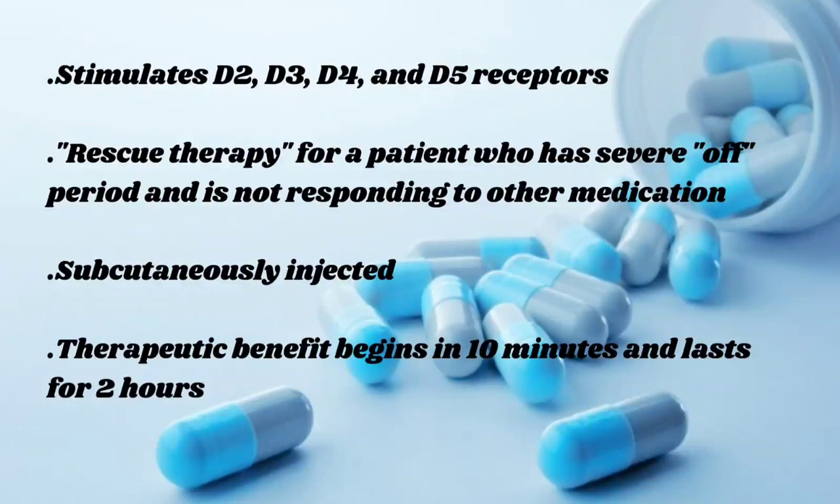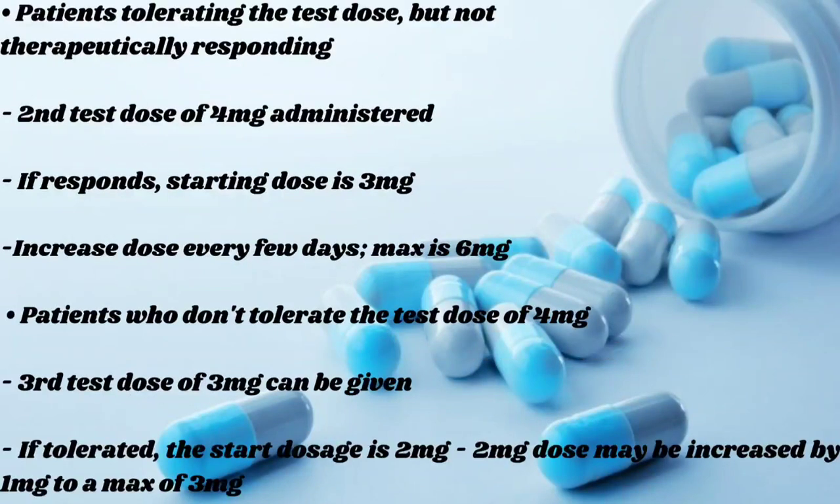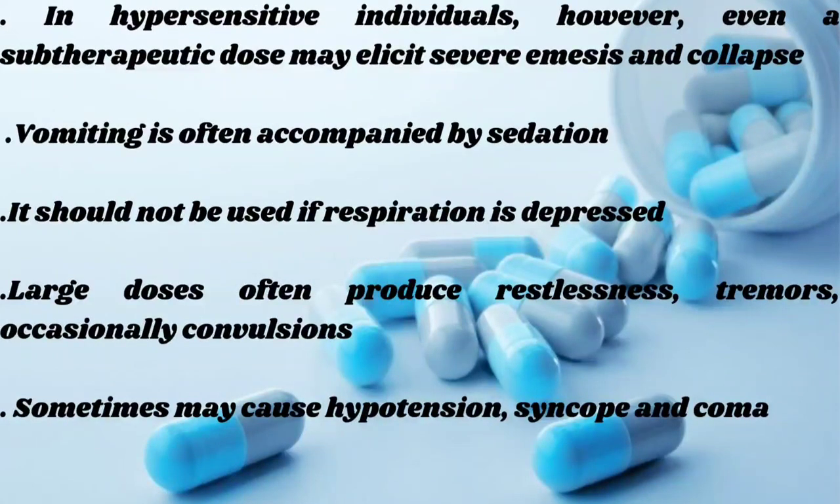Subcutaneously injected, the therapeutic benefit begins in 10 minutes and lasts for 2 hours. For patients tolerating the test dose but not therapeutically responding, a second test dose of 4 mg is administered. If there is a response, the starting dose is 3 mg, increased every few days. Maximum is 6 mg. In hypersensitive individuals, however, even a subtherapeutic dose may elicit severe emesis and collapse.